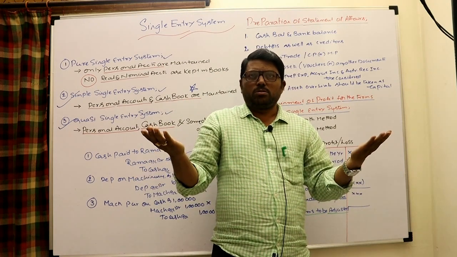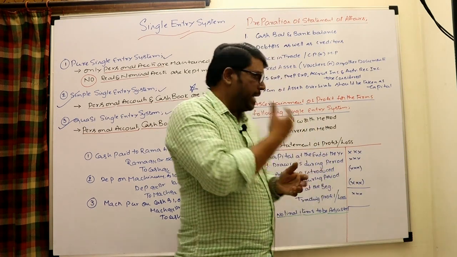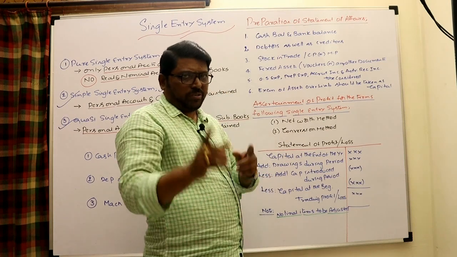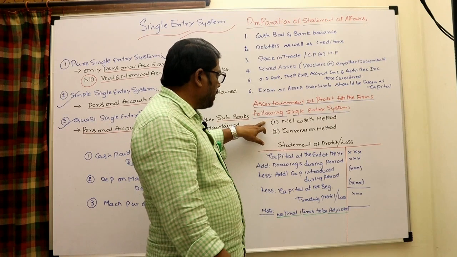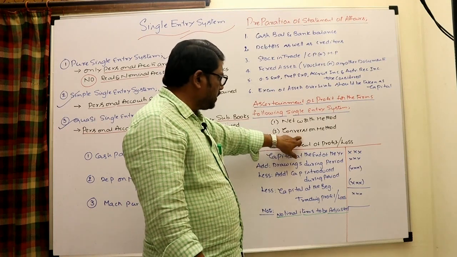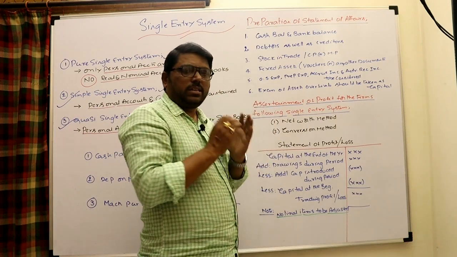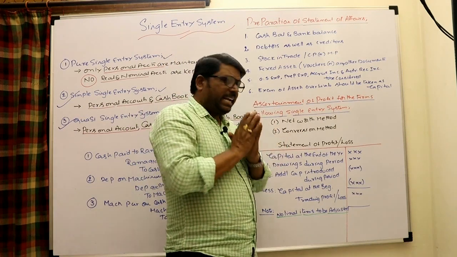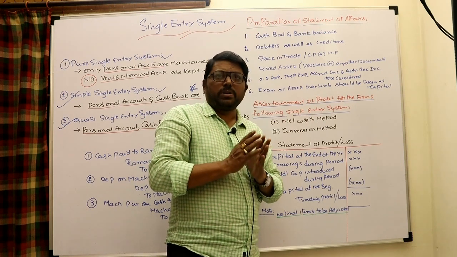When you have the opening and closing capitals with you, you can have simply a statement of profit. Already I said that there are two methods to find out the result: the net worth method and the conversion method. We can discuss the conversion method later, but we can discuss the net worth method. The net worth method, also called the capital comparison method, is also called the statement of affairs method.